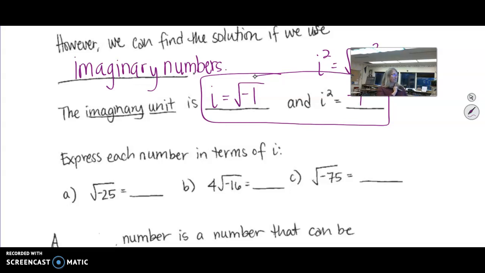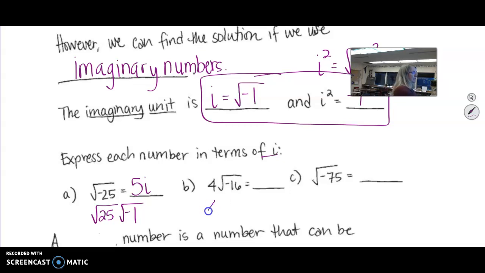All right, so we're going to use this imaginary unit to express each number here in terms of i. So we can split up the square root of negative 25 into the square root of 25 times the square root of negative 1. And then the square root of 25 is 5, and the square root of negative 1 is i. So the square root of negative 25 is 5i.